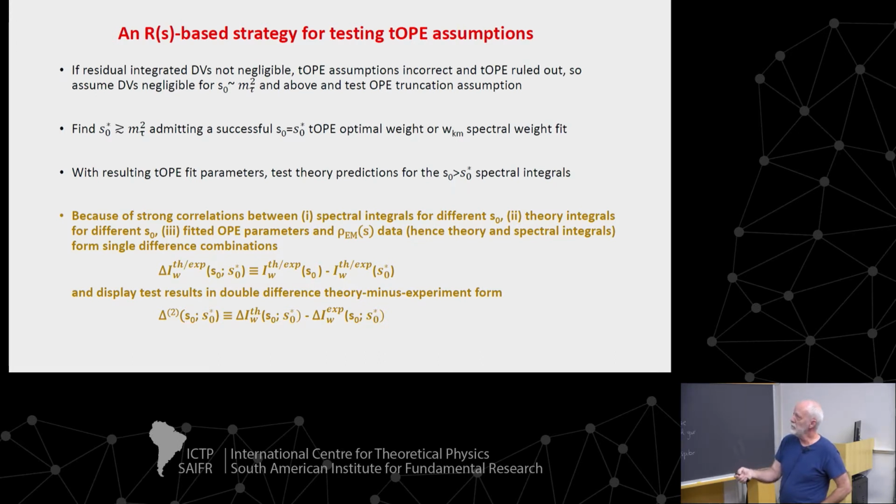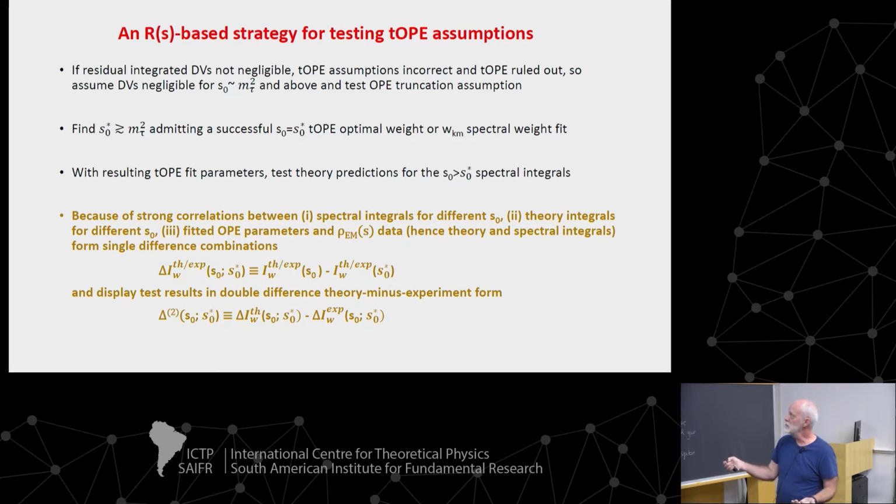We're going to look for some S0 star, which should be above m tau squared at least, so that when we make all of the assumptions in the truncated OPE type analysis, with either set of weights, we get a good fit. In the tau analysis case, that would be declared good; we know that this works. Then, from that point, we get all of our parameters fitted. We take those and work out what the theory predictions are for the integrals at higher S0 and see whether or not that works.